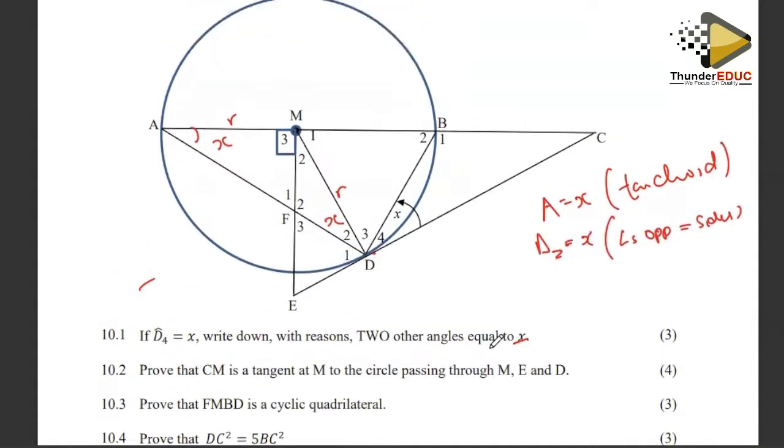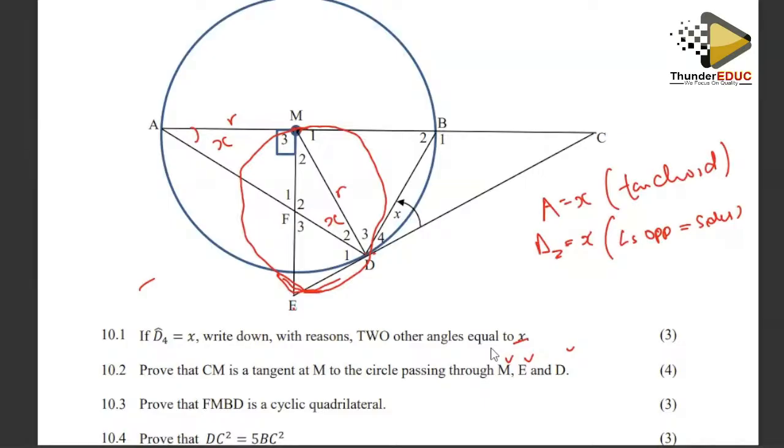Then can we prove that CM is a tangent at M to a circle passing through MED? For us to prove that something is a tangent, it's always the tan chord that must play the role. That is just one. Two, even the perpendicular can also help us in deciding that.